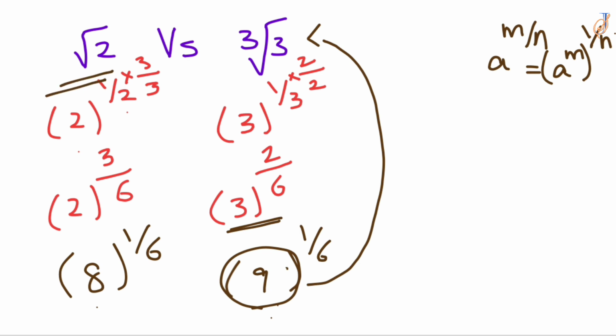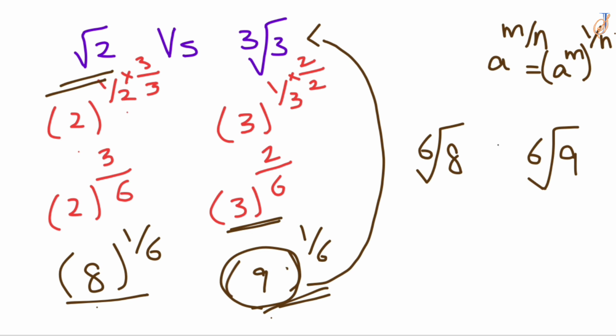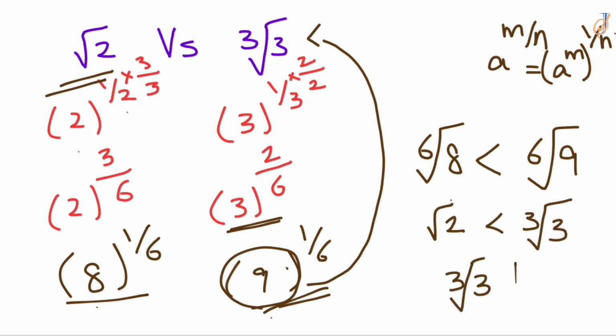Like that, either you can equalize the indices or equalize the bases. We can write this as 6th root of 8 and this as 6th root of 9. And 6th root of 9 is larger than 6th root of 8. That means root 2 is less than cube root of 3. So cube root of 3 is the larger number compared to root 2.